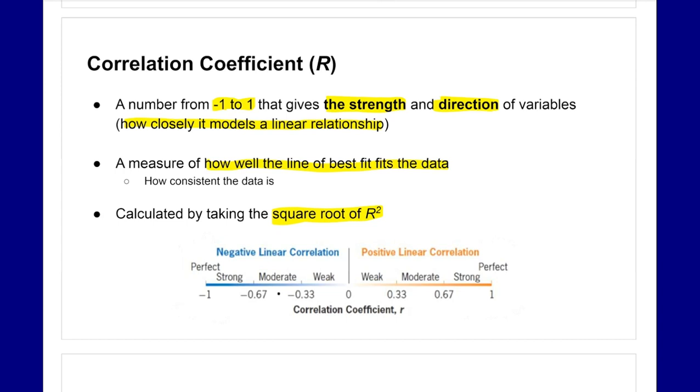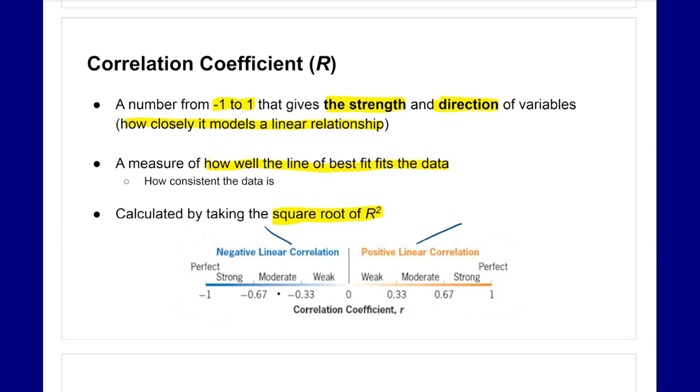Direction, relatively straightforward. Positive linear means it's going up. Negative linear means it's going down, right? So like a positive slope and a negative slope. Think of it like that. I have to draw one, just a quick example. Right? Positives going up, negatives going down.